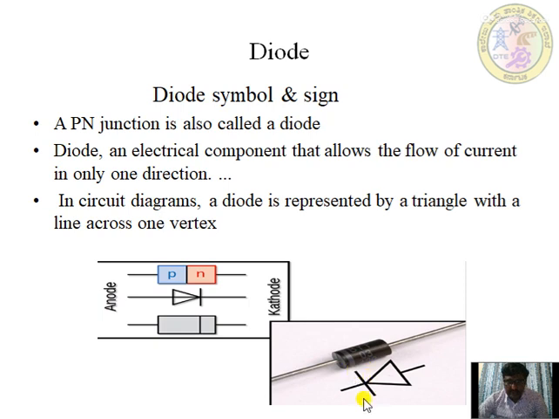See here, this is a symbolic diagram and this is a real diode. The mark shown by a line, a vertical line, is known as the diode. This is the anode part and this is the cathode part. Now the connection will go through.